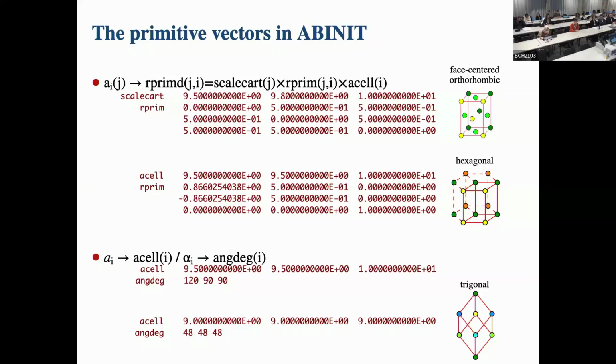And so what you do here is you give the 6 numbers, the 3 lengths and the 3 angles. This and this are exactly equivalent. You choose whichever you prefer.